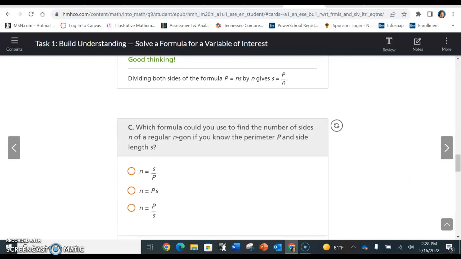Which formula could you use to find the number of sides n of a regular n-gon if you know the perimeter and the side length S? Again, we have P equals nS. If we're solving for n this time, we would divide both sides by S. So P divided by S equals n.